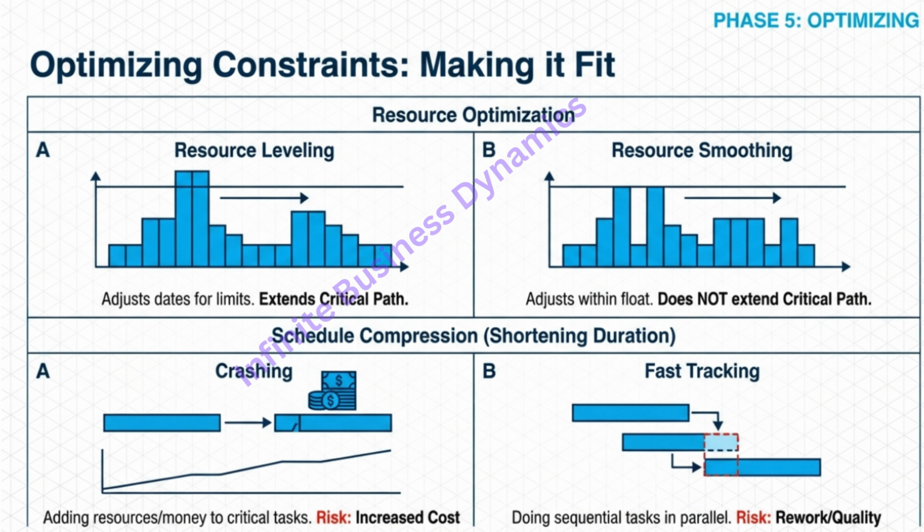Resource leveling is the brute force method. You have Bob scheduled to do 2 things at once. He physically can't do that. So the software just moves one of Bob's tasks to next week. However, and this is key, by moving that task, it might extend the project end date. Leveling cares more about Bob's capacity than it does about the deadline.